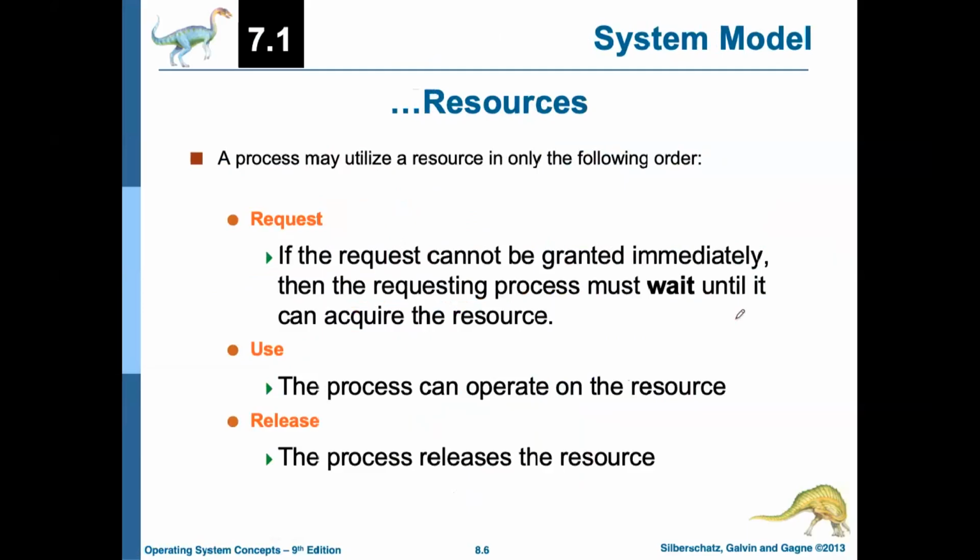So a process may utilize a resource only in the following order. First, as I told you, request, use, and also release. We need to release so that we can give the resource to another process to use.